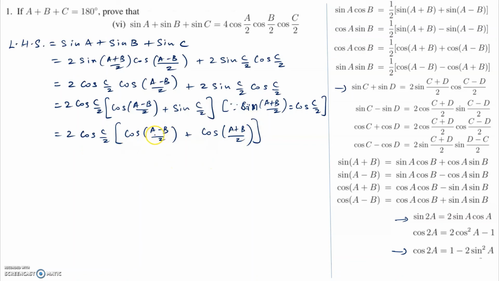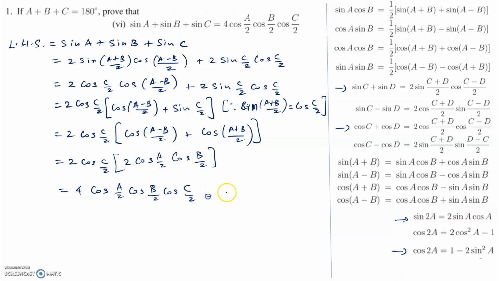Further, applying this formula here, cos C plus cos D onto this, this will now become 2 times cos C/2 into 2 times cos A/2 cos B/2. Therefore, simplifying this, removing the brackets, 4 times cos A/2 cos B/2 cos C/2, which is equal to our RHS, hence the proof.